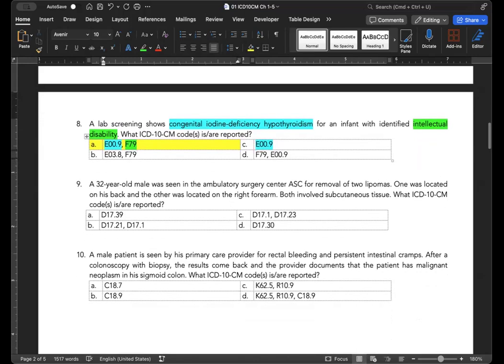Okay. Number 9. We have a 32-year-old male who was seen in the ambulatory surgical center for removal of 2 lipomas. One was located on his back, and the other was located on the right forearm. Both of those involved subcutaneous tissue. So what are we going to look up? What's our condition, our main term? Lipoma. Yep, lipoma.